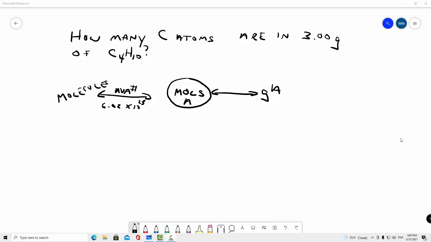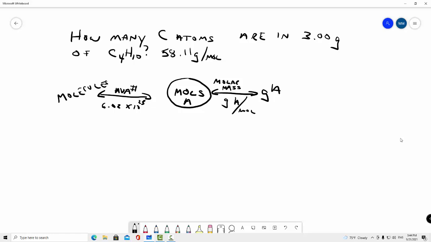So the first thing we need in this problem is the molar mass of butane. And I've already calculated that out. If you take 4 times 12.01 grams per mole and add that to 10 times 1.007 for hydrogen, you're going to get 58.11 grams per mole. And that would be the molar mass of the butane. And we're going to use that molar mass to go from grams of A into moles of A. So that's the first step.